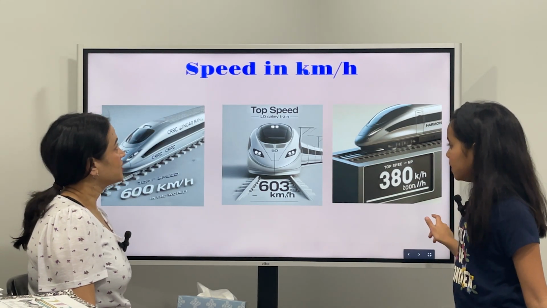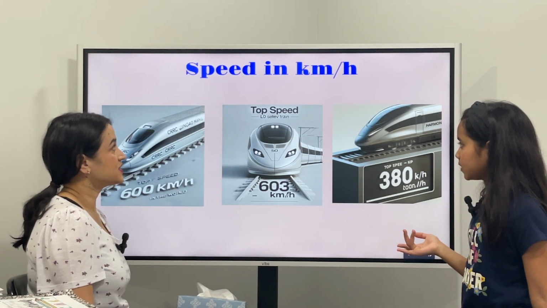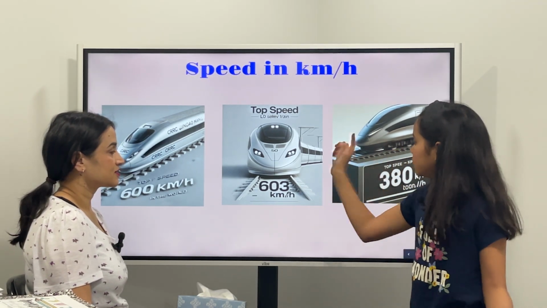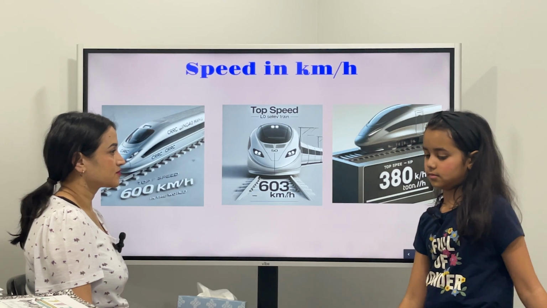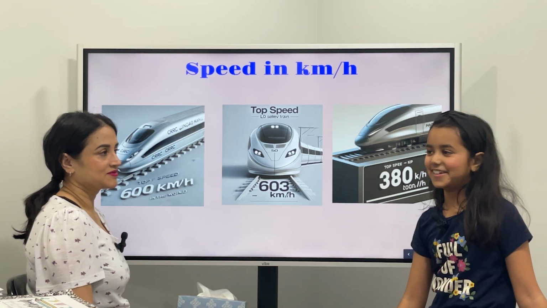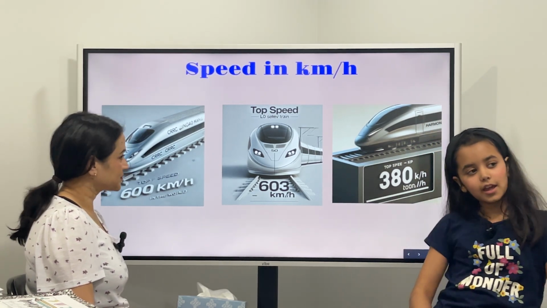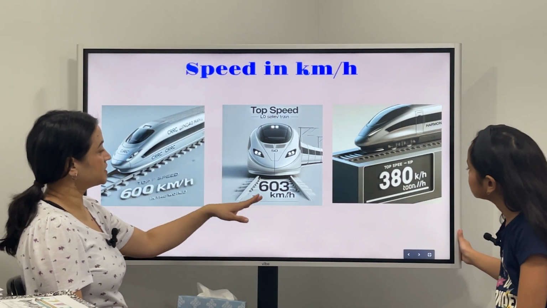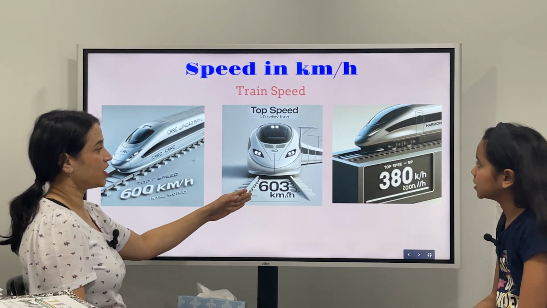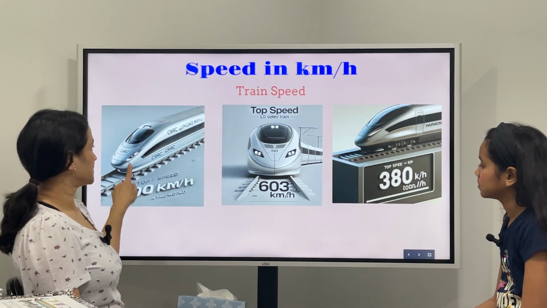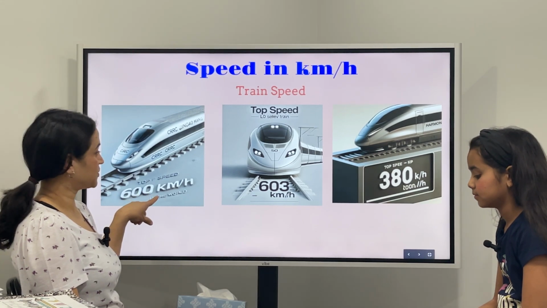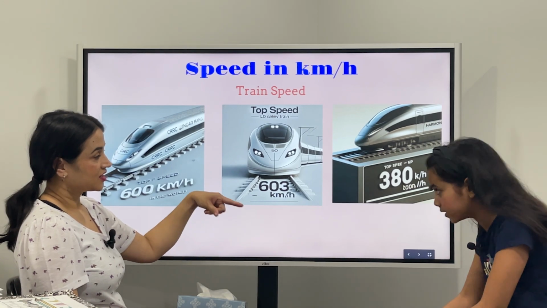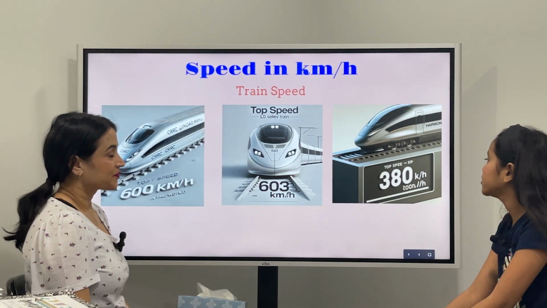And then this is a train. Now it comes to speed in kilometer per hour. I think one of these two is the Japanese bullet train because they definitely had a train like that. So you can see the different trains have different kilometer per hour speeds. This one has 600 kilometer per hour, that one has 603 kilometer per hour, and that is 380 kilometers per hour.